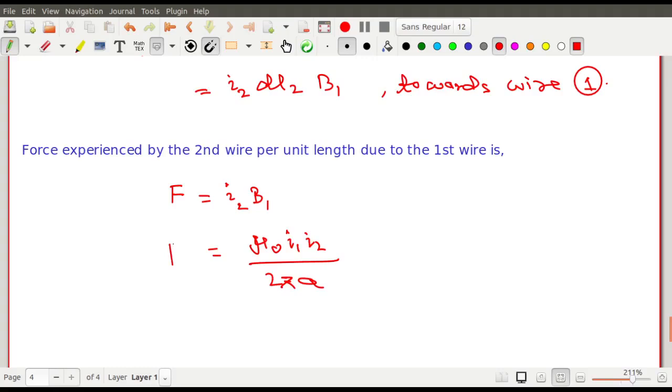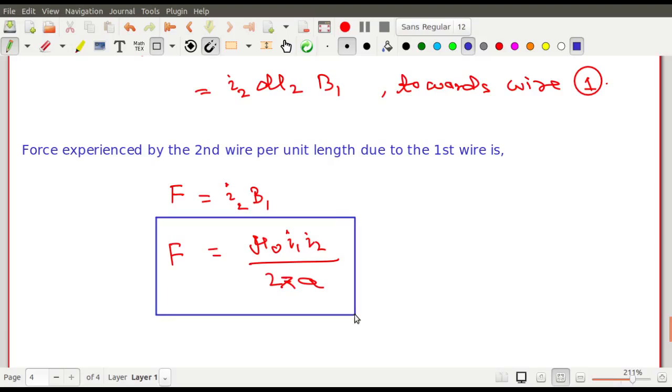So this is the force experienced between two current carrying conductors. This is the force experienced between two current carrying conductors carrying current I1 and I2 separated by a distance a. And the direction of this one is towards the first one.